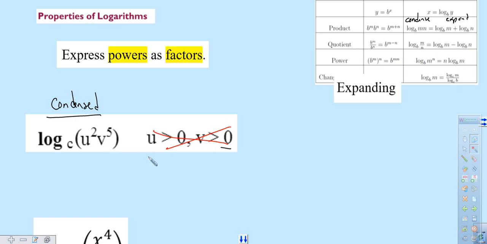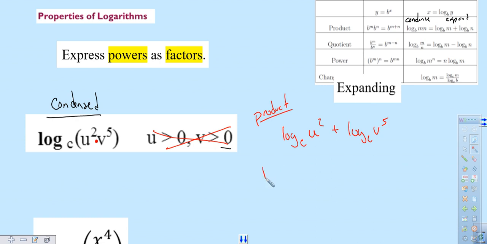So we start expanding this, and I hope you see that there's multiplication. And we know that multiplication turns into addition. So our first step would be log base c of u squared plus log base c of v to the 5th. Okay, so that takes care of the product rule.